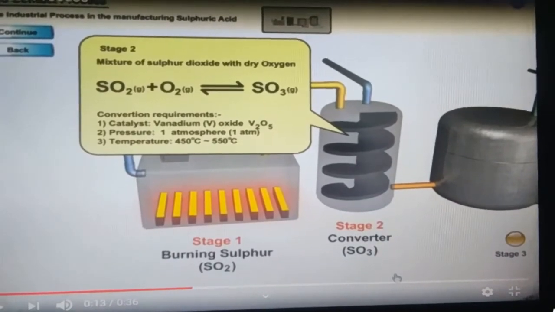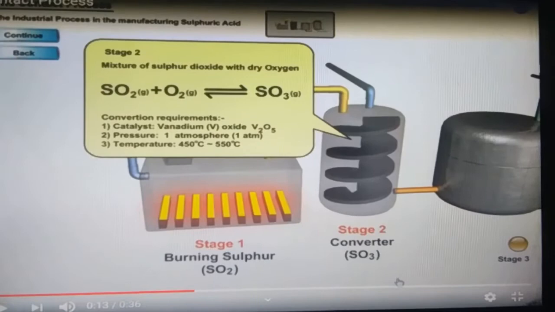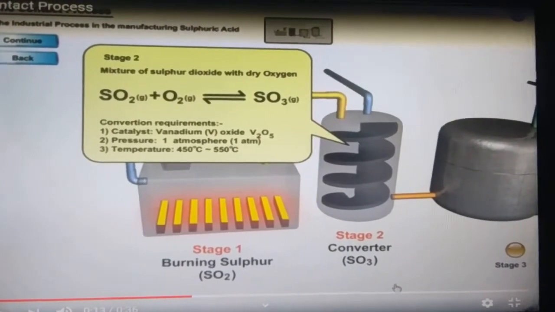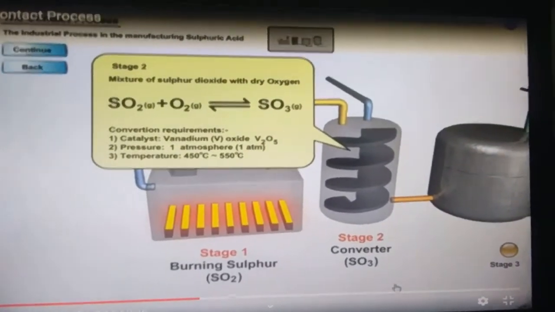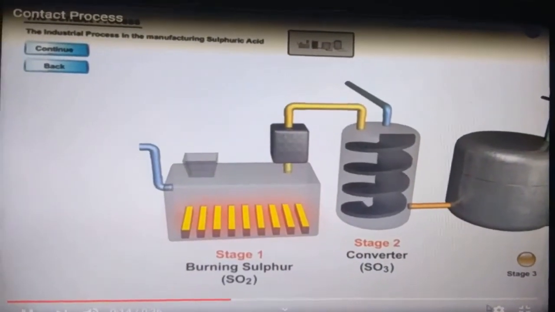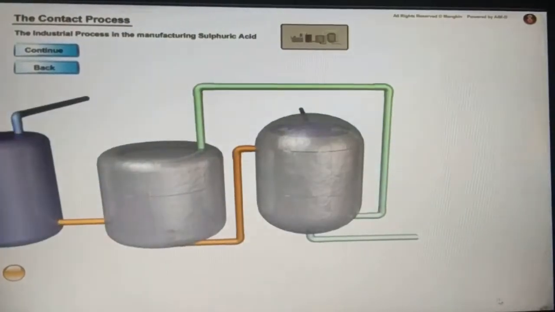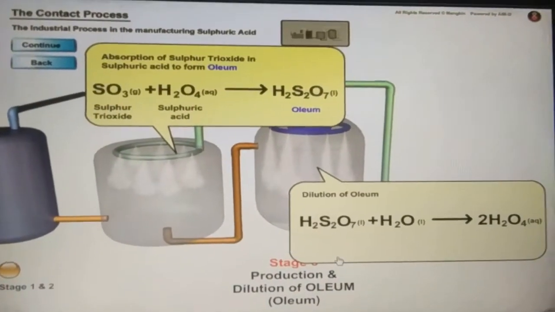Means in this stage, the conversion requires a catalyst, that is vanadium pentoxide. Pressure should be 1 atmospheric pressure and temperature should be 450 to 550 degrees Celsius. Now we come to the next chamber that is mentioned here. This is the 3rd stage, that is the production stage.